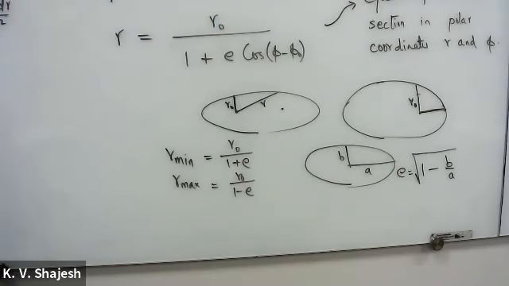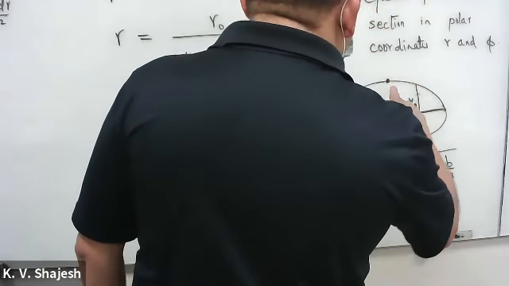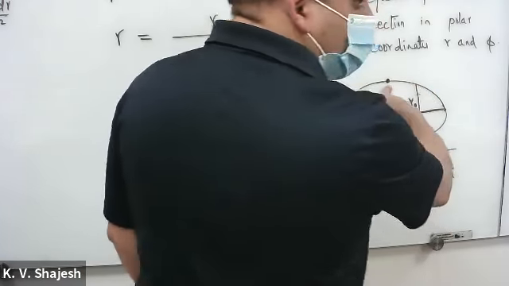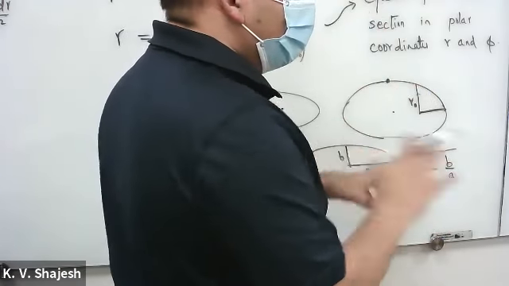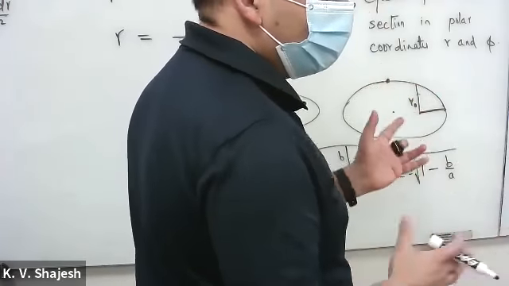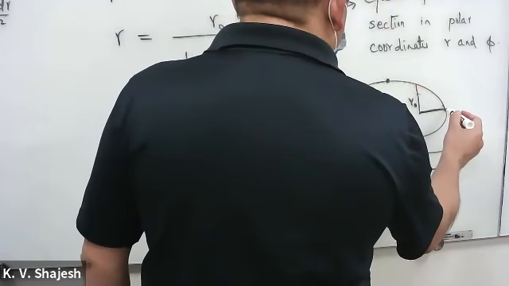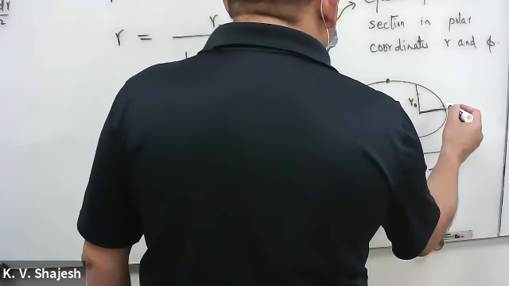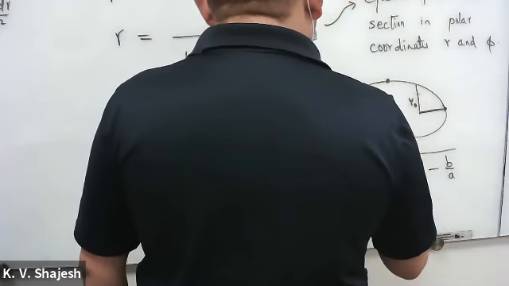So this R naught comes out to be very close to this point. And by the way, this point is March 23rd. That's the day when everywhere on Earth it is 12 hours, day and night. This is the longest day.